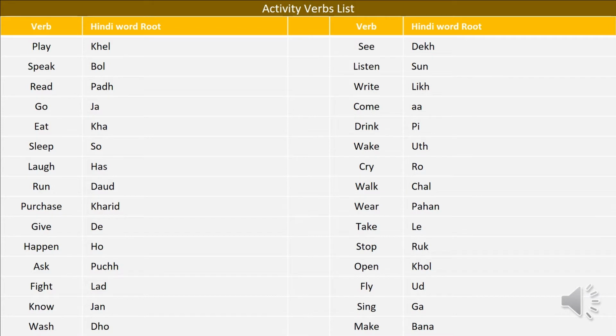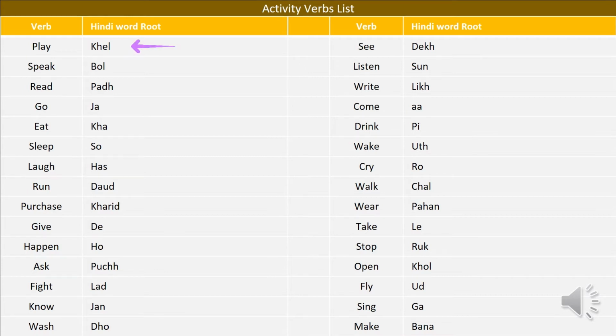Hello everyone. These are the 30 most commonly used Hindi words and their correct pronunciation in native Hindi language. These verbs, I have mentioned the Hindi word root of those verbs. So these are as follows.